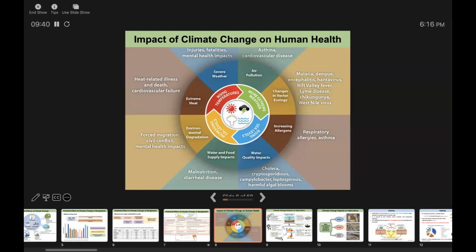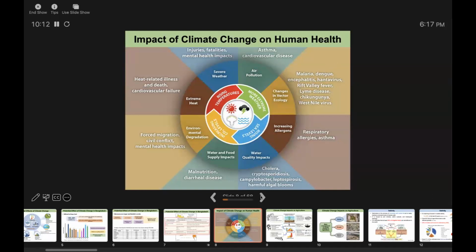Maybe there are some hidden causes from climate change. I don't know, we need to explore. And other things like water quality and water supply cause water-related diseases. So climate change is not only impacting our income generation or agriculture sector, but also human health, even mental health, and environmental pollution. Considering all these things, climate change is alarming for us, and we need to be prepared.